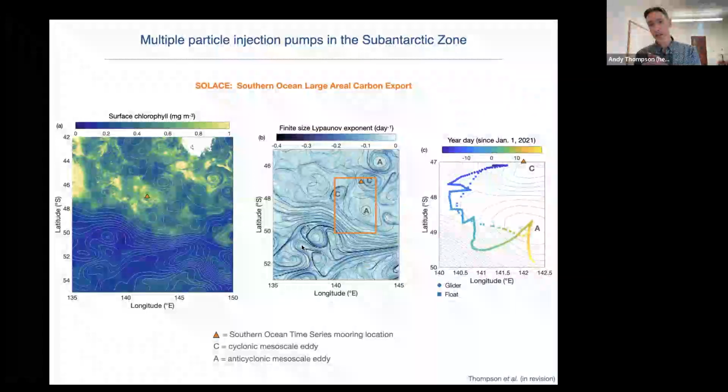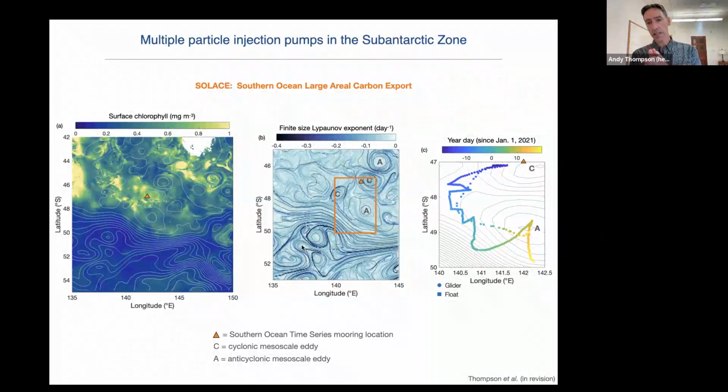What we found, interestingly, was that where we deployed the float, it did tend to follow a region of relatively high strain, located on the edges of these coherent eddies. And we were able to use the glider to sample across those eddies and across that high strain region.